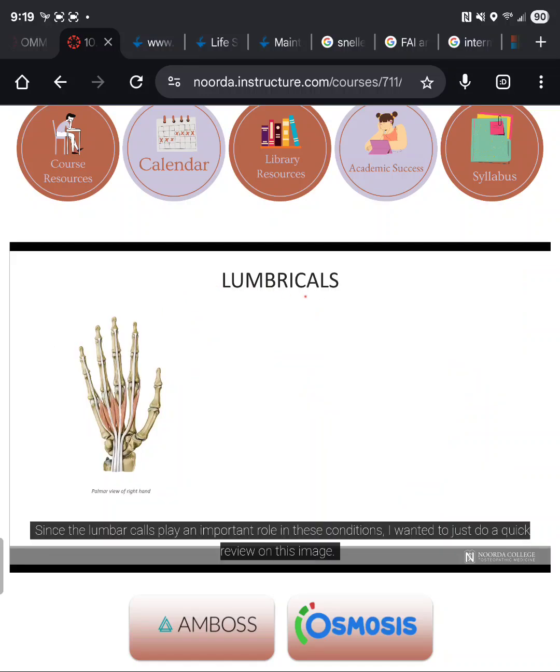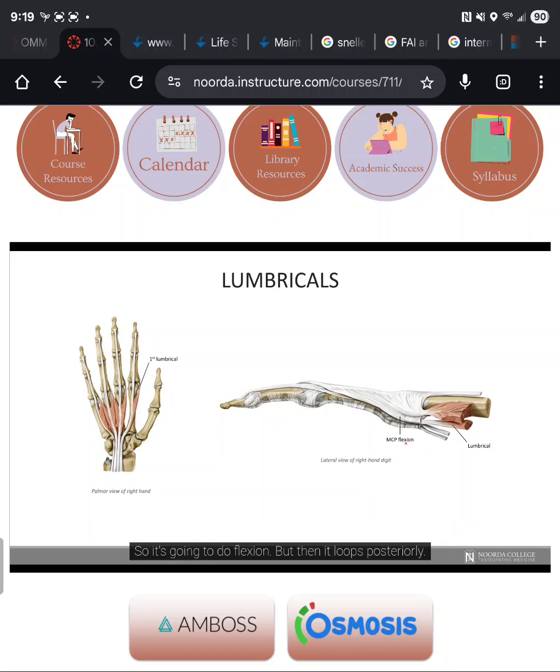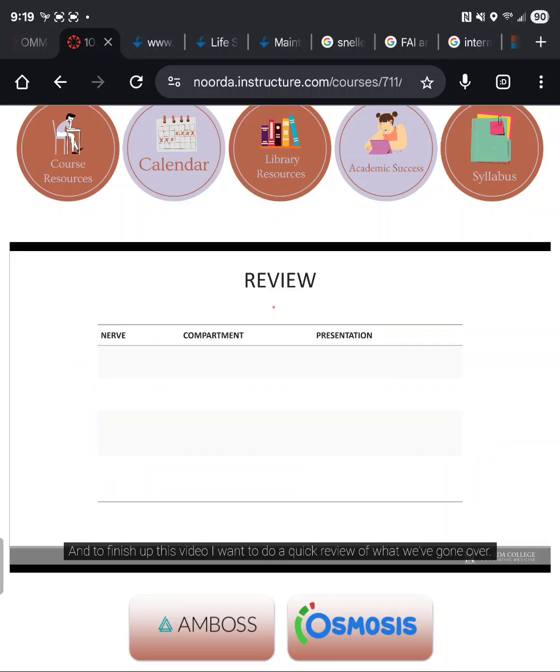Since the lumbricals play an important role in these conditions, I wanted to just do a quick review. On this image, we've got a palmar view of the right hand, and you can see we've got the first lumbrical here going to the second digit, and then we've got the other lumbricals here as well. And then if we look and get a lateral view of the digit, we've got this view here, and so this would be the lumbrical, and you can see at the MCP joint, it's crossing that joint anteriorly, so it's going to do flexion, but then it loops posteriorly, so it's going to do PIP extension as well as DIP extension. And to finish up this video, I want to do a quick review of what we've gone over.